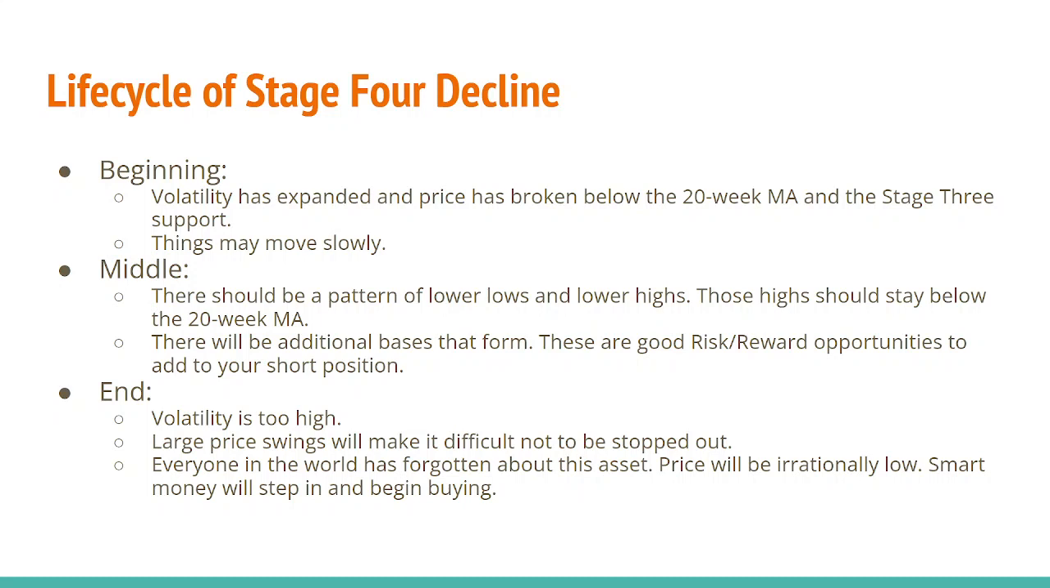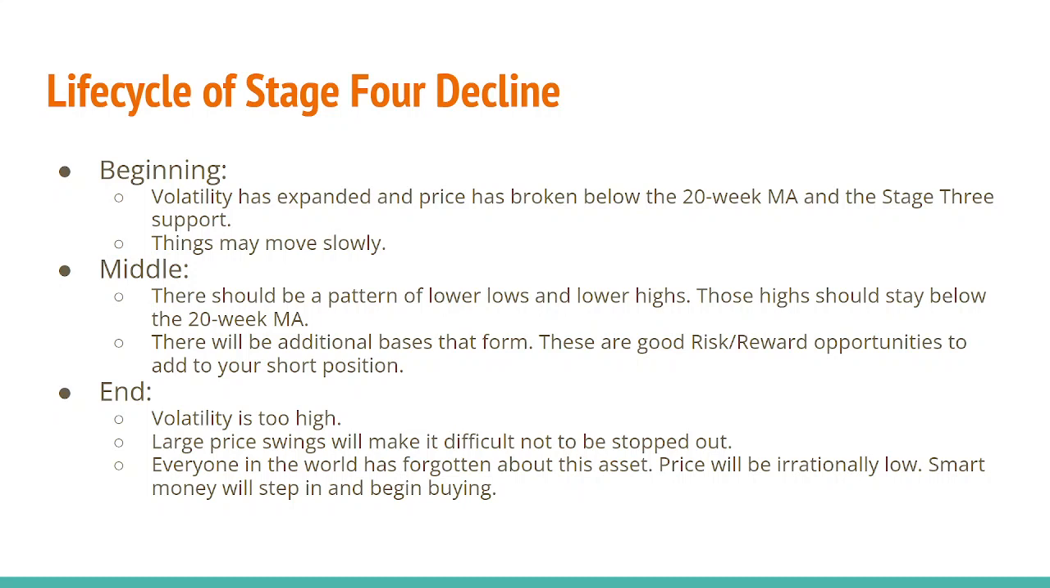And just as with a stage 2 breakout, things may move slowly at the beginning of a stage 4 decline, so show patience. During the middle of the stage 4 decline, there should be a pattern of lower lows and lower highs, and these highs should stay below the 20-week moving average. Additionally, bases may form that are good risk-reward opportunities to add to your short position, and then towards the end, volatility is too high.